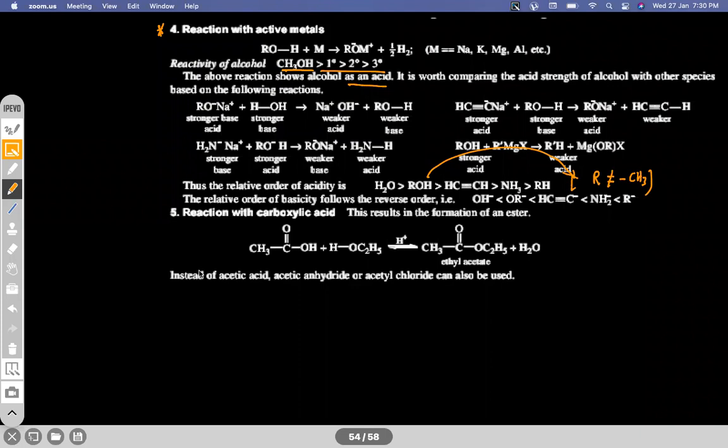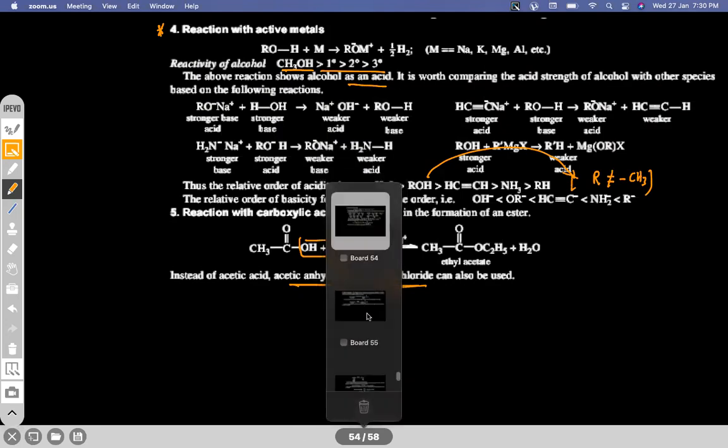Alcohol reacts with carboxylic acid, H2O eliminates, and it forms an ester. It is also true with anhydride and acyl chloride. With acetyl chloride, what happens? We'll get HCl and then we'll get an ester. Yeah, this kind of reaction we have. Next, we'll see the other slides. One more slide we will cover. This one also we do.